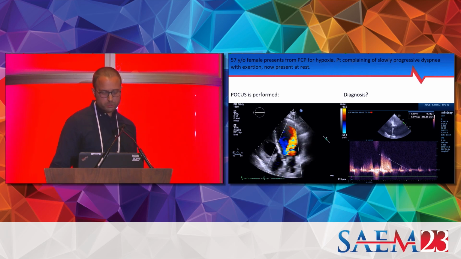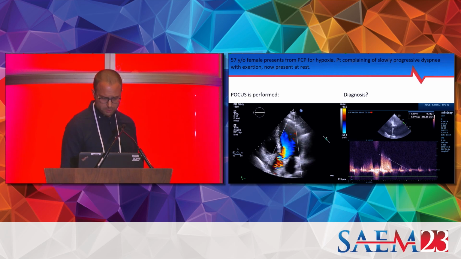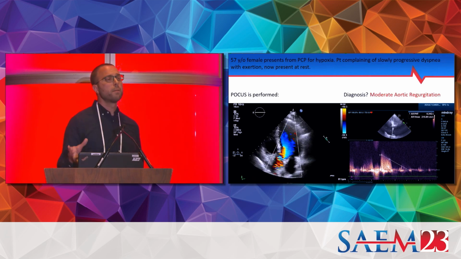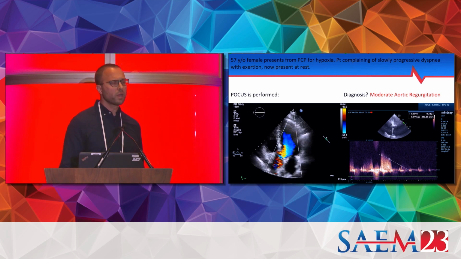If you look at the pressure half-time, which we did not go into in great detail here, I'm happy to talk about it after if anyone would like to discuss this further. When you combine the two together, this would probably fall in the range of moderate to severe aortic regurgitation.